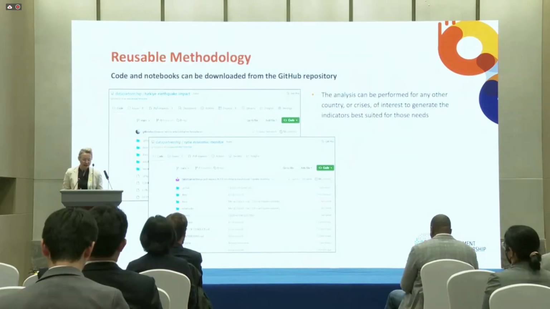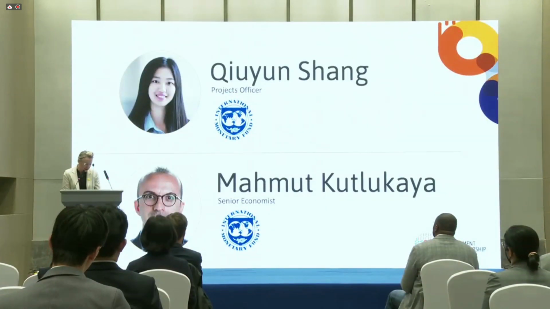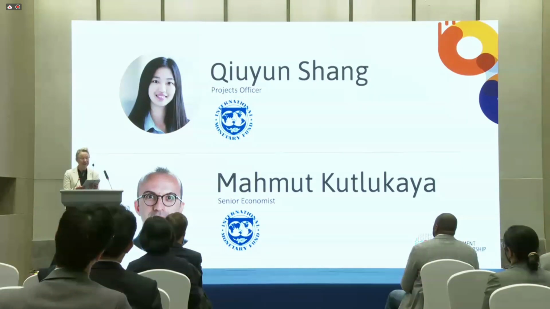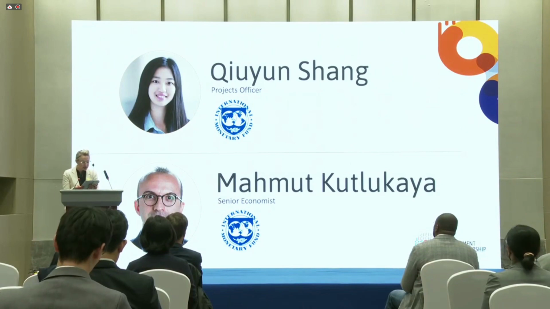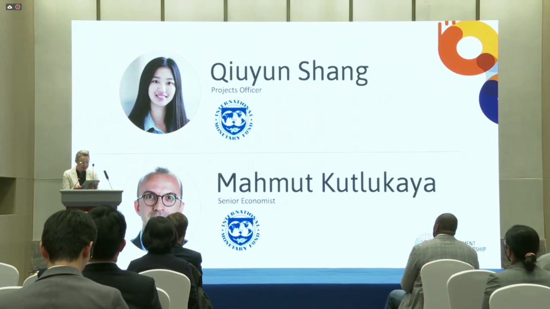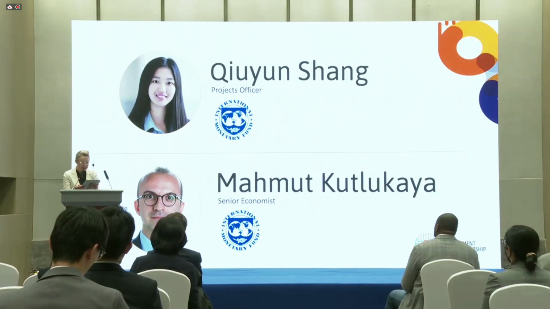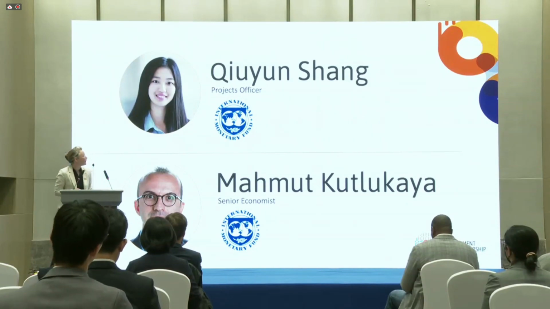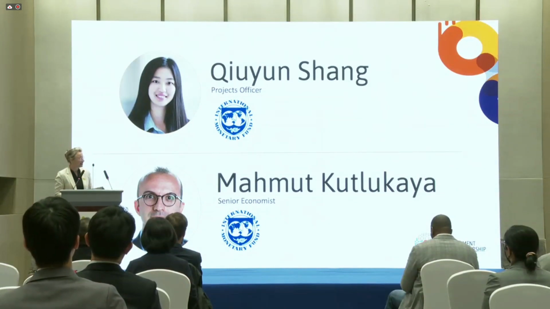Okay, next, I'm very happy to introduce Chiyun Shang, a projects officer in the Monetary and Capital Markets Department of the International Monetary Fund. She is the project lead of the Green Recovery Data Hub, an initiative to monitor the climate impacts of post-COVID economic recovery. Chiyun is joined by Mahmoud Kutlukaya, a senior economist in the Financial Institutions Division of the IMF Statistics Department. Okay, over to you, Chiyun.